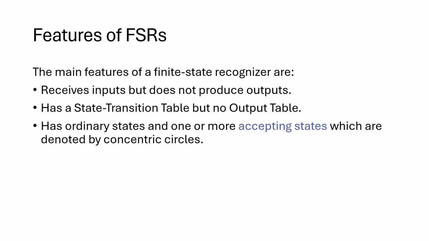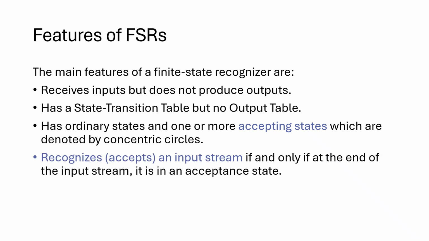And besides all the ordinary states, there should be either one or more special states that we call accepting states. And in the diagram, we usually denote them by concentric circles. And the idea is that if your acceptor, if your finite state recognizer, after reading the entire input stream, ends up in one of those accepting states, then it means that the machine accepts the input. And if it ends up in any other state, then it rejects the input stream.